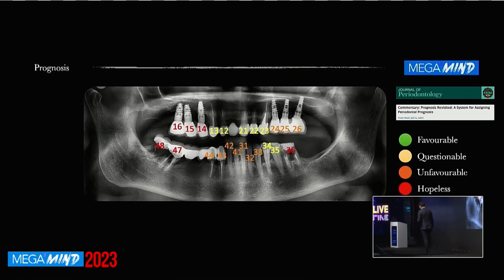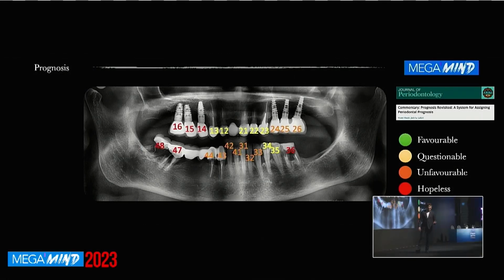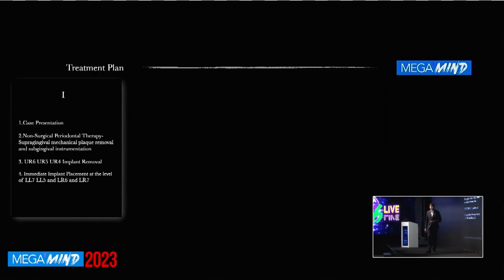We also assess the prognosis according to Pork and Caton. We take into account the periodontal, restorative, and endodontic considerations, and we classify the upper right 6, 5, and 4 as hopeless, and we plan to restore them with implants. Also, the rest of the dentition has a prognosis ranging between questionable and unfavorable. Next, we move on to our treatment planning, and we divided our treatment into 4 stages. The first one is case presentation, non-surgical periodontal therapy, upper right 6, 5, and 4 implant removal, and immediate implant placement at the level of lower left 7, lower left 5, and lower right 6 and lower right 7.